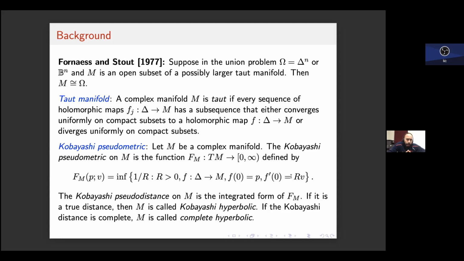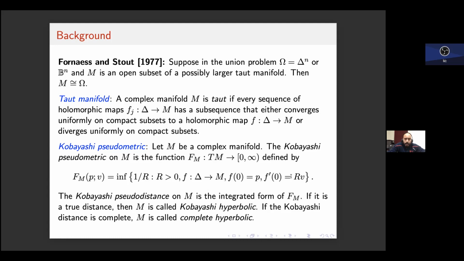So this can be thought of as a measure of the largest disk that fits inside M at the point p in the direction of the vector v. Okay, so the larger the metric, the smaller will be the disk. Also, if we integrate this Kobayashi pseudometric, then we actually get a pseudo distance on M, which is called the Kobayashi pseudo distance. And if this pseudo distance is a true distance, then M is said to be Kobayashi hyperbolic.